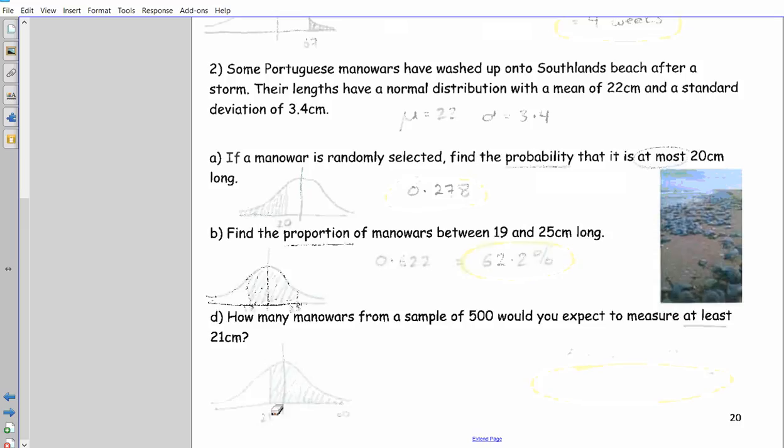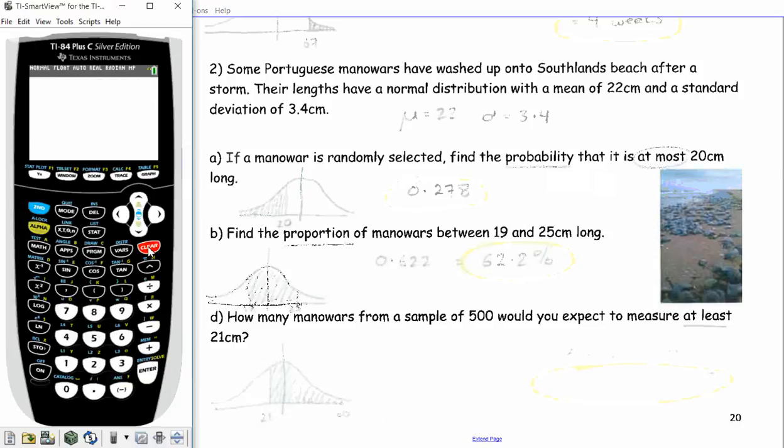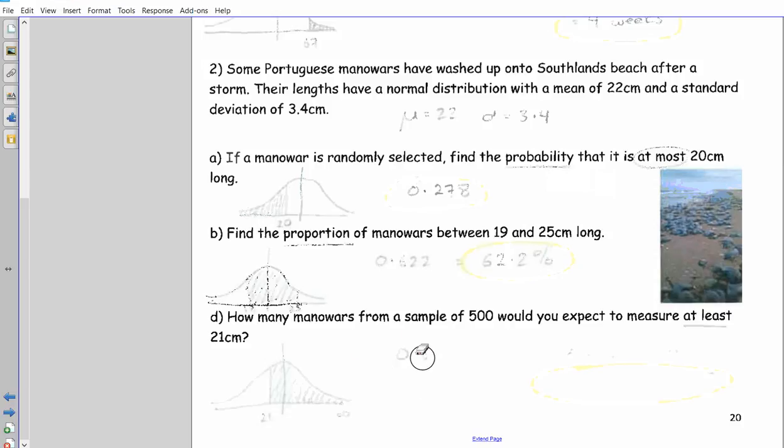So again, our lower bound would be 21. Our upper bound would be positive infinity. So let's plug that in. First of all, let's get our probability to begin with, and then we'll multiply that probability by 500 to work out how many man-o-wars. So 21 is our lower bound. Our upper bound is 1e99. And the rest is all still the same. So we get a probability of 0.616, or we shouldn't round it at this point because we want the unrounded answer at the moment.